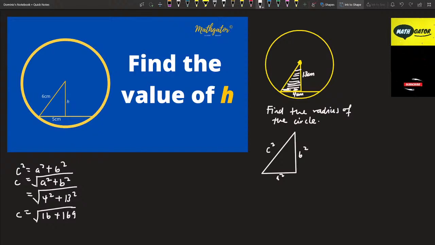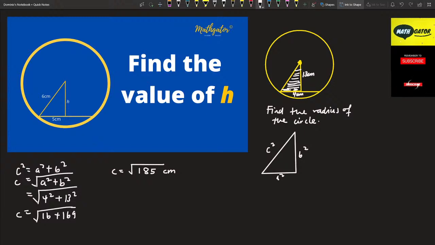What will be the answer? In the chat section, what will be the answer? So let's add 16 plus 169. Okay, so root of 185. So c is equal to root of 185. Is that correct? Root of 185 centimeters.